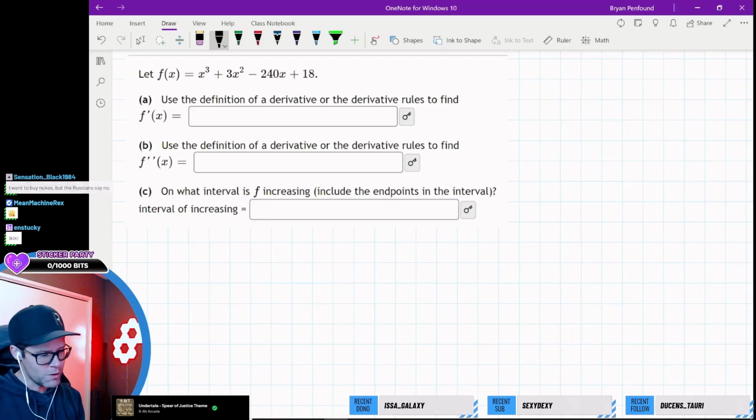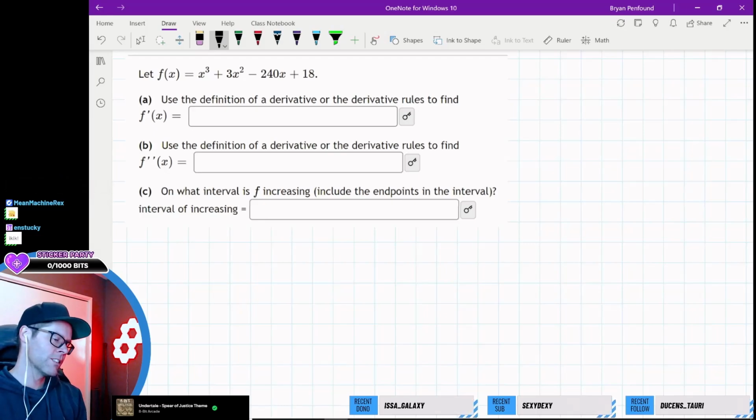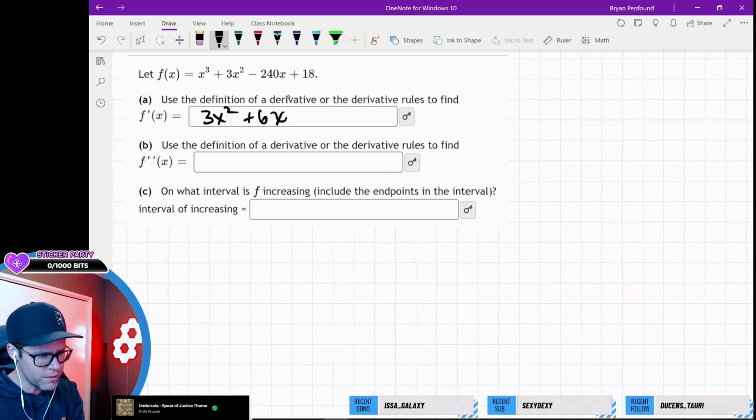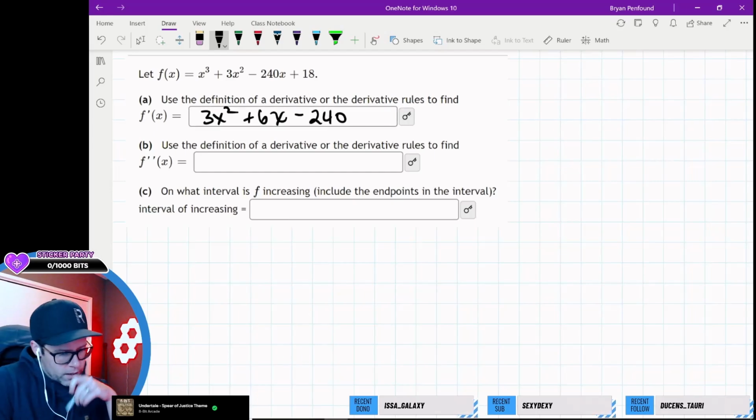First question. Looks like we are finding first and second derivatives. We're looking at intervals of increase. We should be able to do this relatively straightforwardly using our rules. So x cubed, 3x squared. We have 3x squared, that's going to go to 6x. And then we have a line of slope negative 240, so we'll take the negative 240.